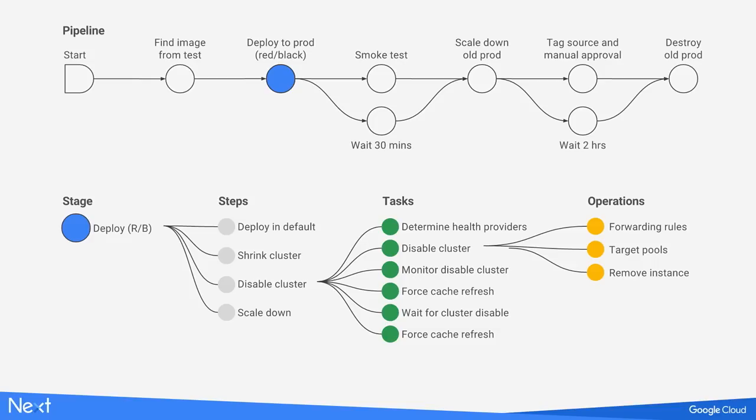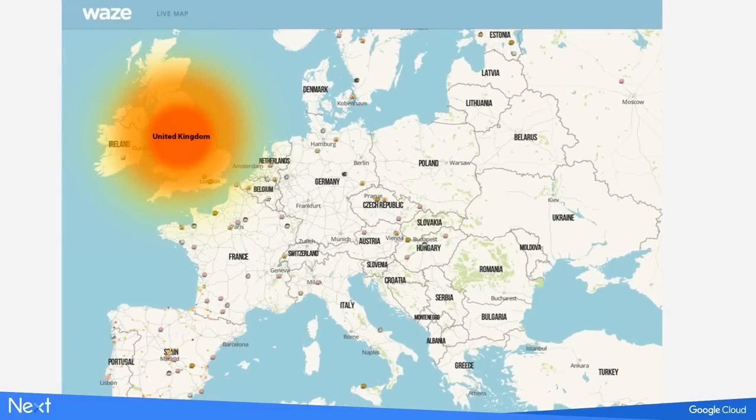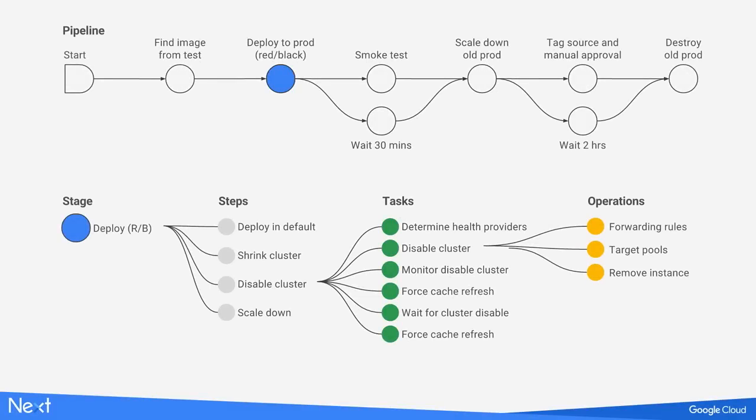For each stage, there are a number of steps. And so it goes and deploys in default, it shrinks the cluster, it disables it, scales it down. And then of each of those steps, for any one given step, there are a number of tasks that we go out and perform. So this is where it gets really tricky, determining the health of things. Do we need to go forward? Do we need to go back? Monitoring, doing necessary cache refreshes for us to be able to do our job.